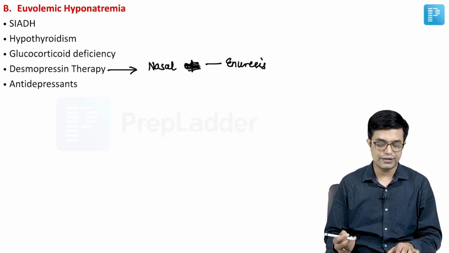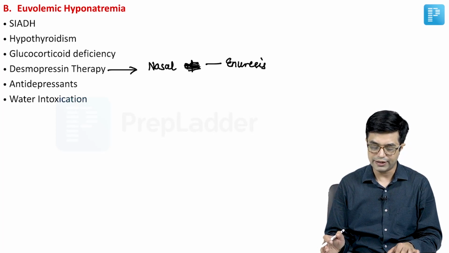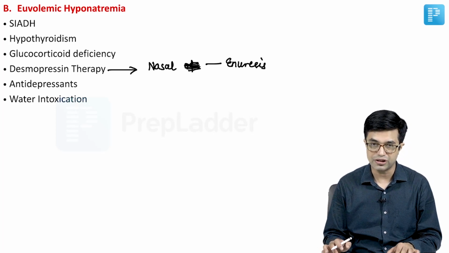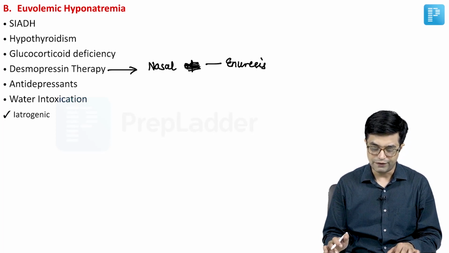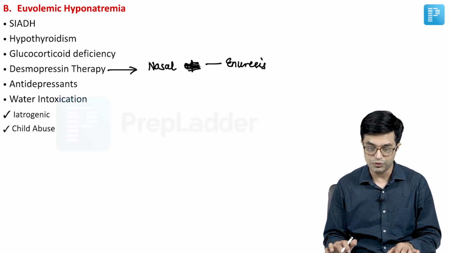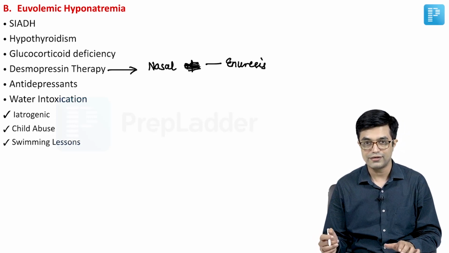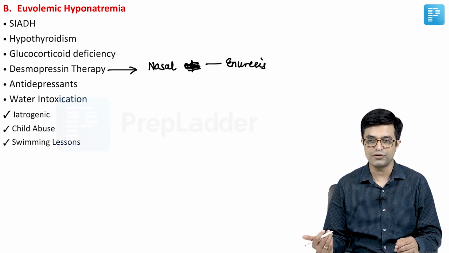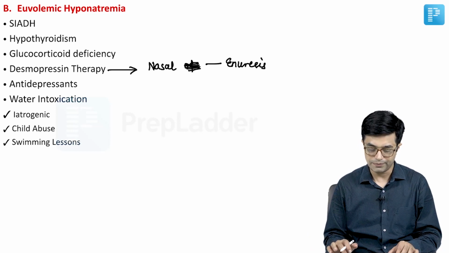Then antidepressants can produce euvolemic hyponatremia. It can be seen due to water intoxication, excess water intake. With this, the excess water intake can be iatrogenic. It can be due to child abuse. It can be due to swimming lessons. A child taking swimming lessons just keeps on swallowing a lot of water.